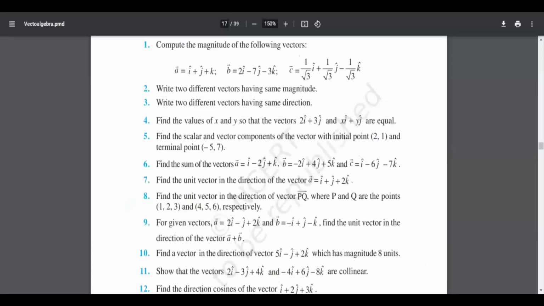Okay, so let us move on to the next question. Question number 6. Find the sum of vectors A, B, and C. So this is very easy. You don't need to write for this. Vector A plus B plus C, we need to add coefficient-wise. So i cap minus 2 i cap plus i cap will give me 0 i cap. And for j: minus 2 j plus 4 minus 6. So minus 2 plus 4 is 2, 2 minus 6 is minus 4.